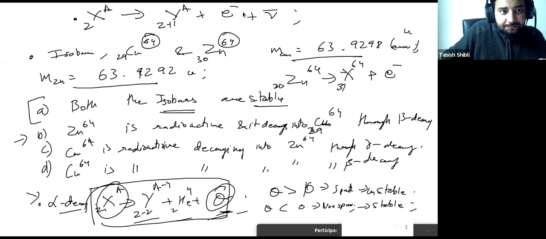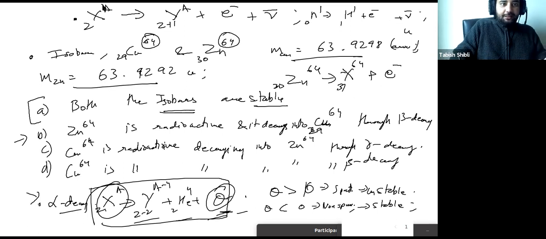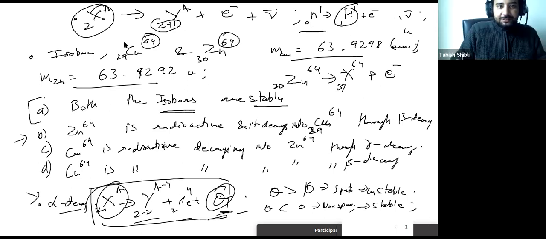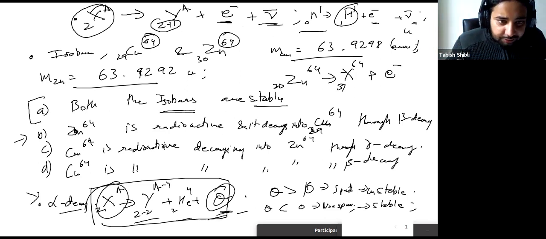Why is this happening? This is exactly the same as writing a neutron going to a proton, an electron and an anti-neutrino. There was a neutron which essentially went down and made a proton, and hence you have a Z plus 1 here. Z is essentially the number of protons, right? That's why you have Z plus 1 here, and you have an electron which is coming from here, and an anti-neutrino that is coming from here. So this cannot be true.